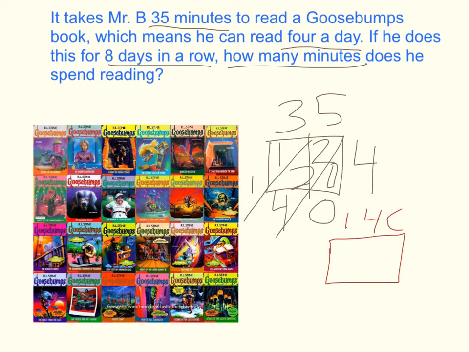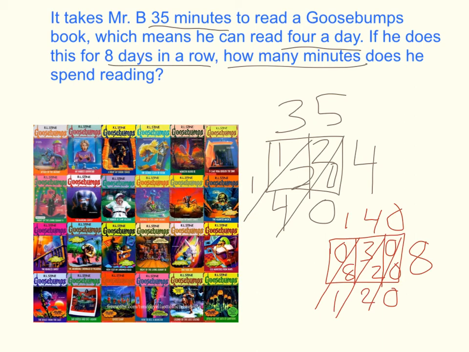140 minutes, that's the amount in one day. And then how many am I doing in 8 days? So set up my lattice box. Hopefully you made yours a little bigger. So 0 times 8 is 0. 4 times 8 is 32. And then 1 times 8 is 8. 0, 2, 11, carry up the 1. So that means that in total I spend 1,120 minutes reading Goosebumps in 8 days.